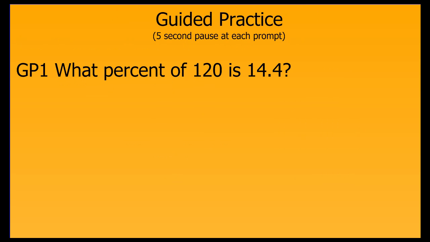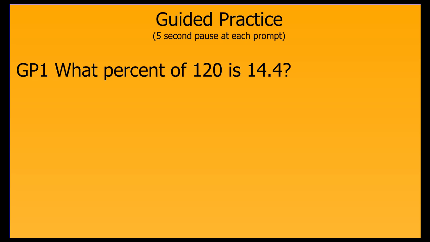Now for our guided practice section. We're going to work through some problems together. You do not need to write down these problems, just step through them with me. At each step I'm going to prompt you with the question you should be asking yourself. Then I'll pause for about 5 seconds for you to think about it and answer it for yourself. Then I'll show you. So for this problem, our first question is, what are we trying to do here?